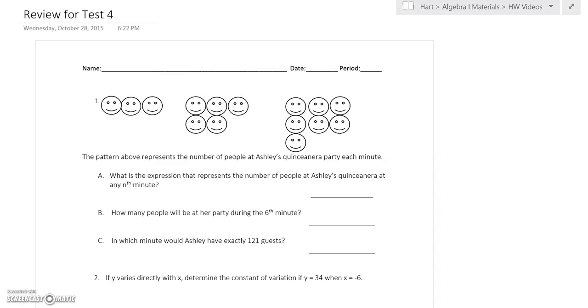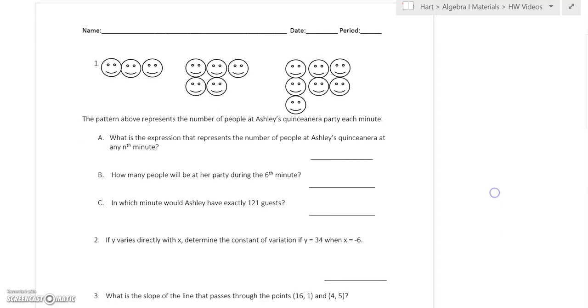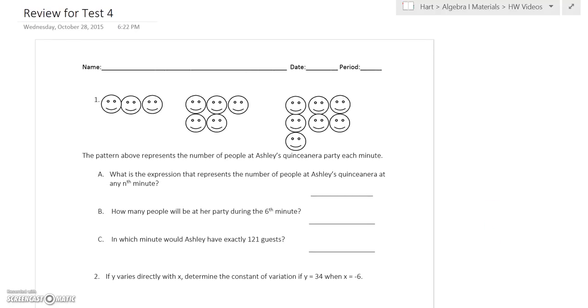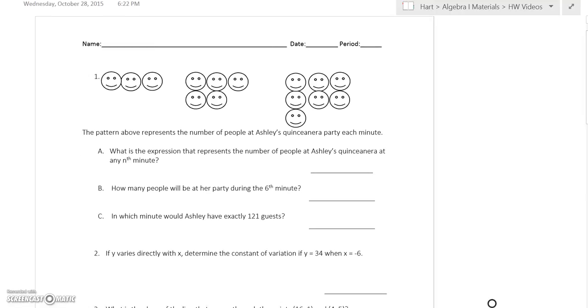Okay, this is a review for test number 4, which is on Friday. And this is the paper we did in class. So the first one says, the pattern above represents the number of people at Ashley's quinceanera party each minute. And we have to find out what is the expression that represents the number of people at Ashley's quinceanera at any nth minute. So that means we have to come up with an equation.